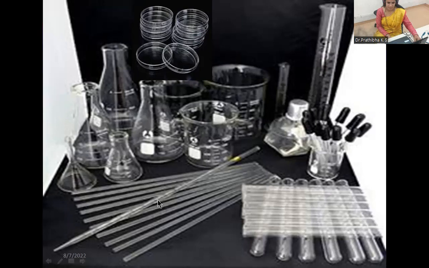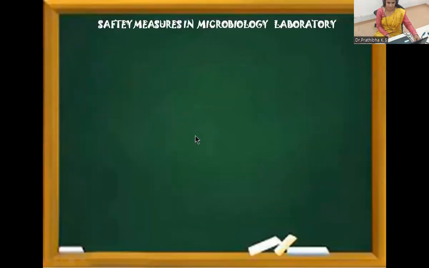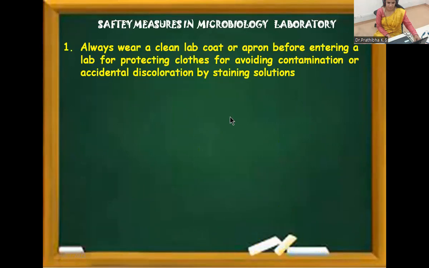glass pipettes, and petri plates. Here you can see various sizes of petri plates. You can use that in the microbiology laboratory. Now let us understand the safety measures in a microbiology laboratory.